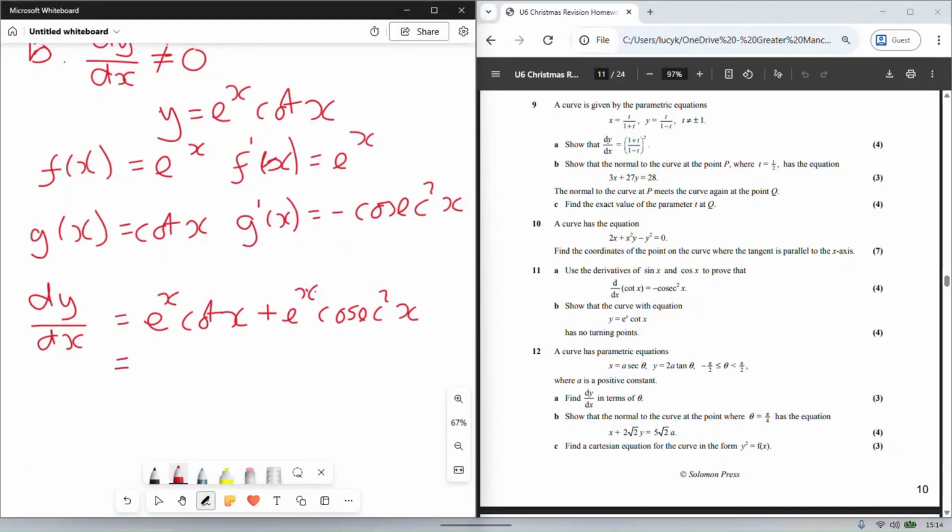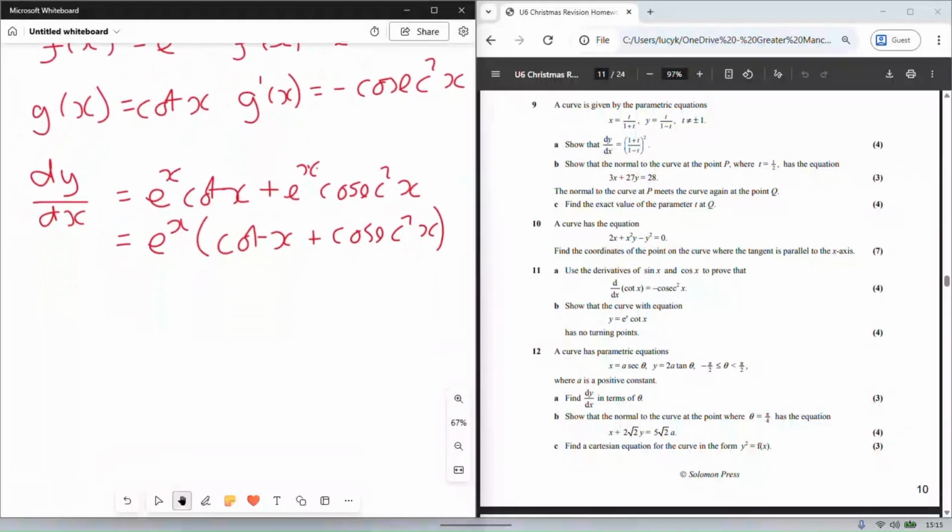So I'm going to factorize out e to the x because now I'm at that point where I need to prove that this can't equal 0. So I think my first step to doing that is doing this: e to the x times cot x plus cosec squared x, like so. So to make dy by dx equal 0, either e to the x has to equal 0, or cot x plus cosec squared x has to equal 0. One of those things must be true.